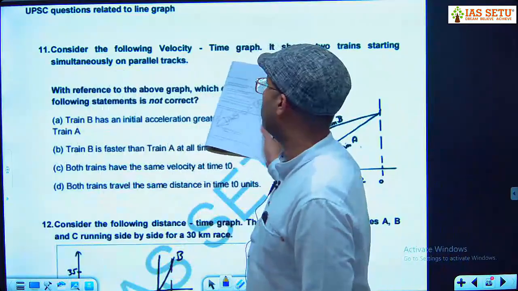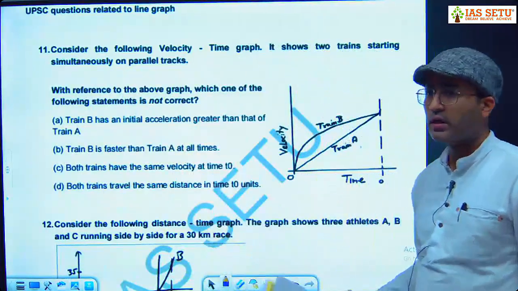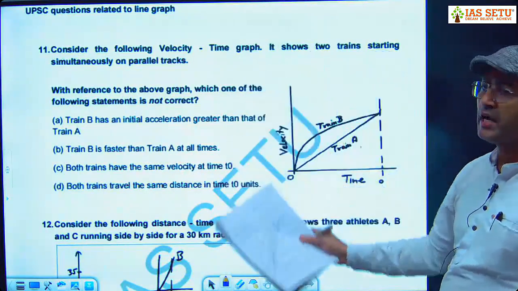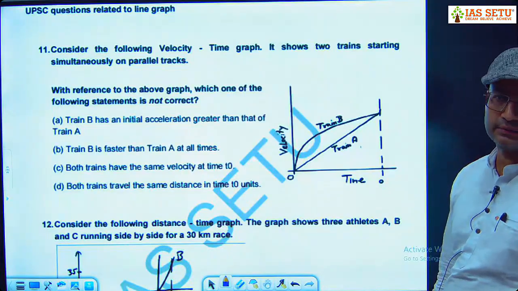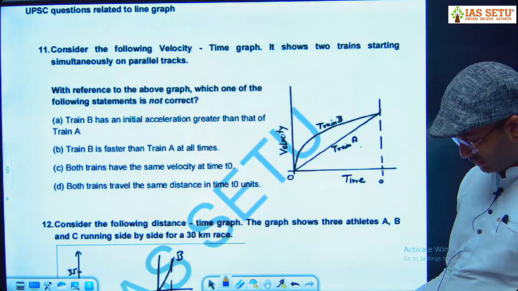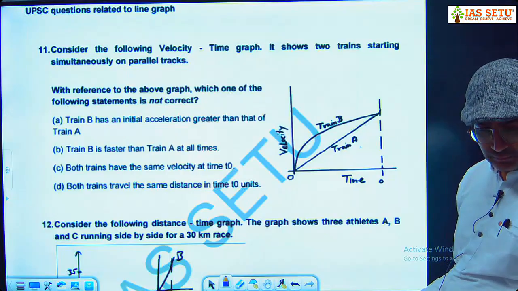Consider the following velocity time graph. It shows two trains starting simultaneously on parallel track.